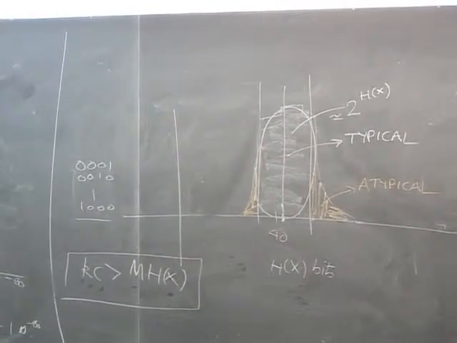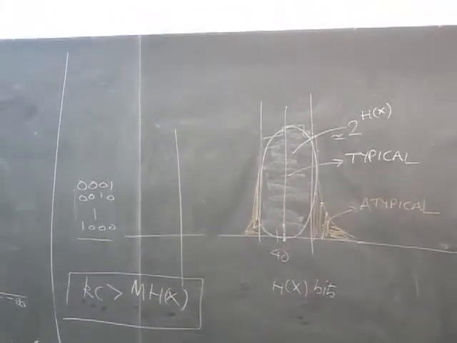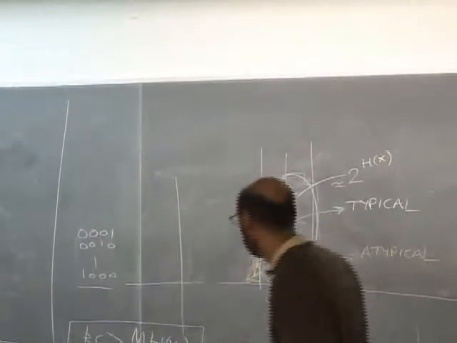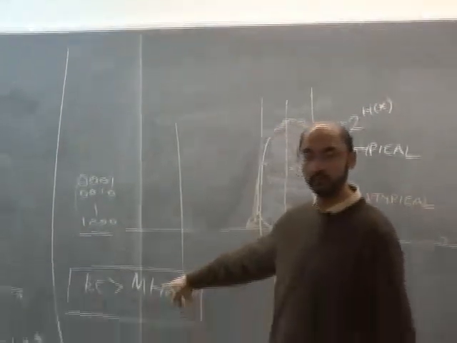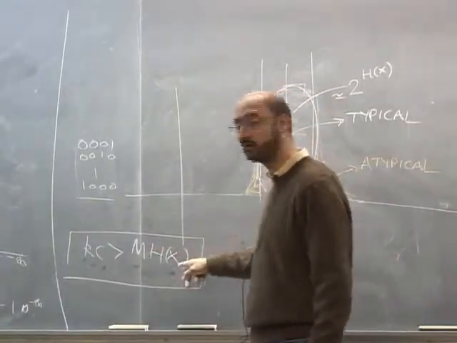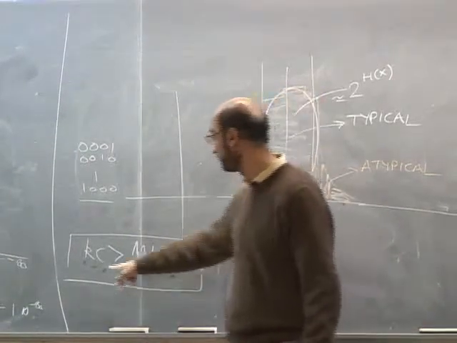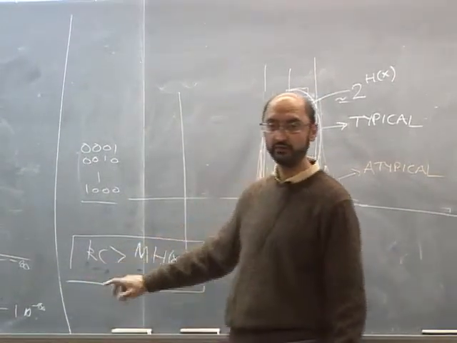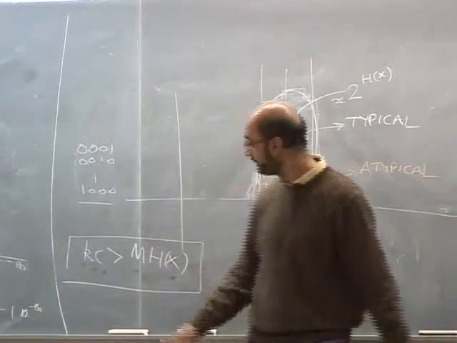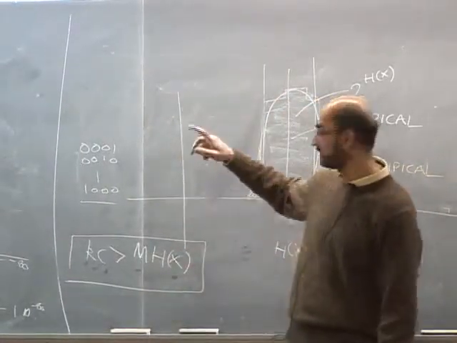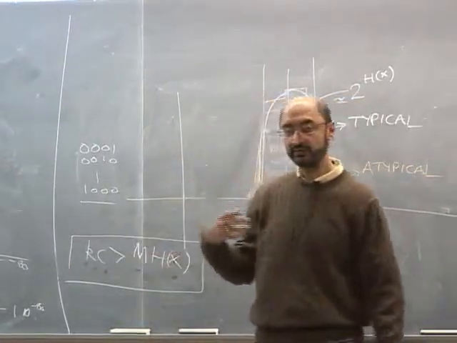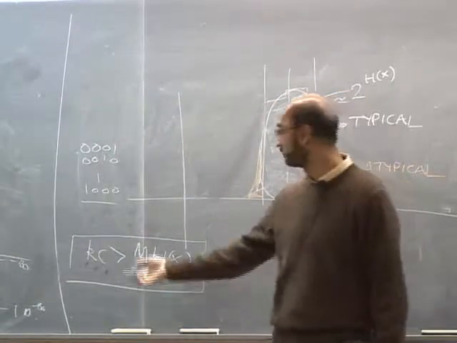Yeah. Beg your pardon? That Kc greater than M Hx? Two raised to M Hx? No. M Hx is the entropy rate, and this is the channel rate, channel capacity. So we don't have two raised. The number of distinct messages is 2 to the M Hx, but then the number of distinct messages that can be carried by the channel is 2 to the power Kc.